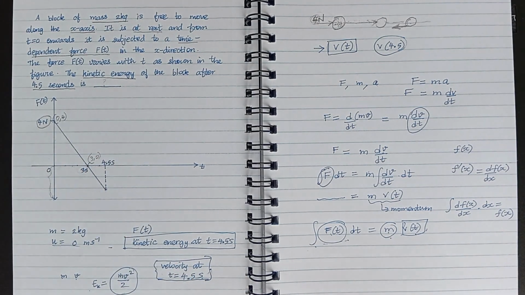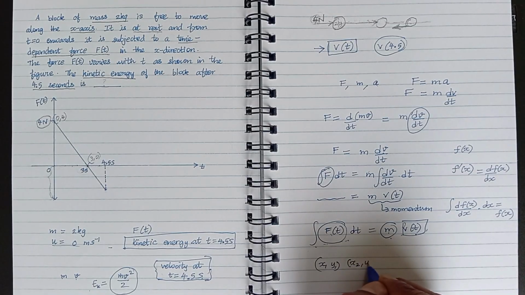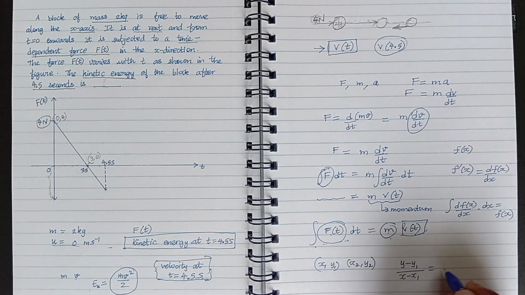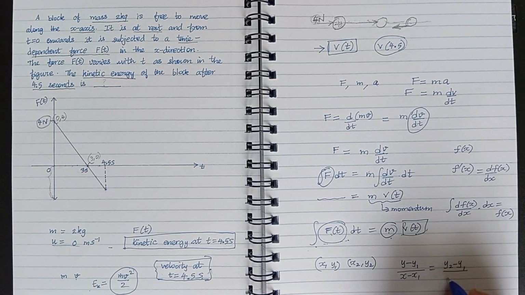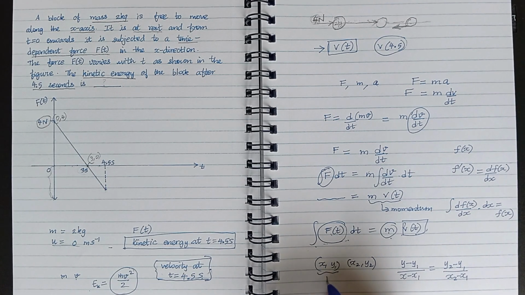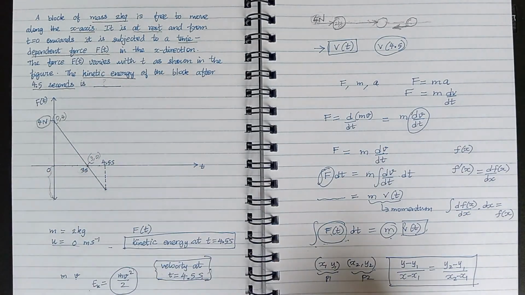So that means we can use coordinate geometry to find the equation of a straight line given two distinct points (x1, y1) and (x2, y2) on that line, which is nothing but (y minus y1) by (x minus x1) equal to (y2 minus y1) by (x2 minus x1). From coordinate geometry we know that given two distinct points P1 and P2 on a straight line, we can use this two-point form of a straight line equation. So let's use these points here.